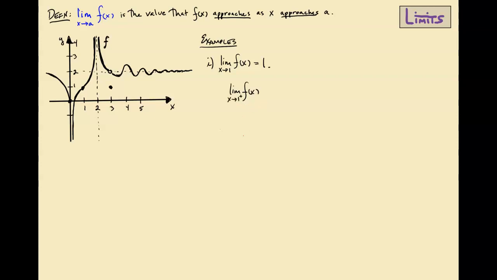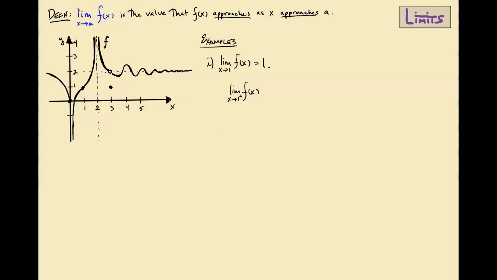This thing I've written right here looks almost exactly like this thing. The only difference is this little plus sign. And what that means is that x is approaching 1 from the right. So we would read this as the limit of f of x as x approaches 1 from the right. And that means we're only interested in what happens to f of x as x approaches 1 from the right, as we go from 2 to 1.5 to 1.1 to 1.01 to 1.0001, etc.